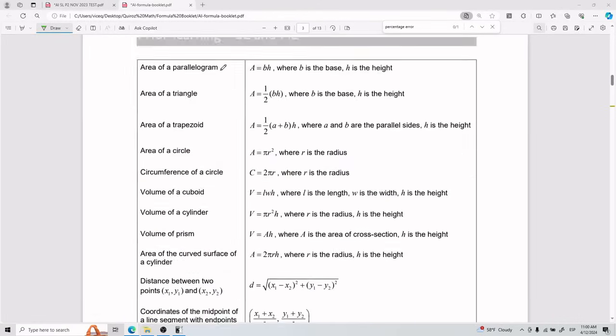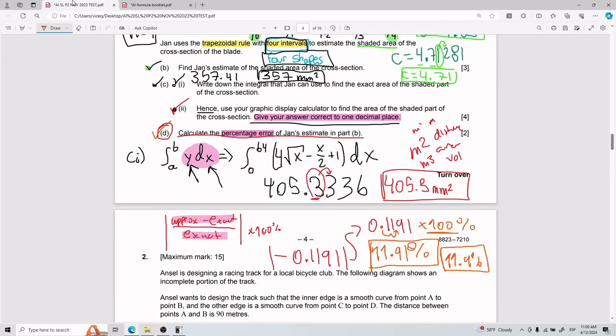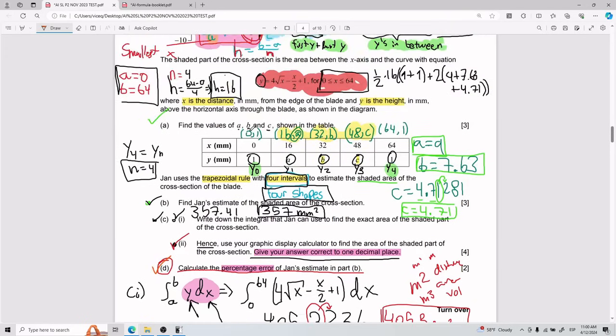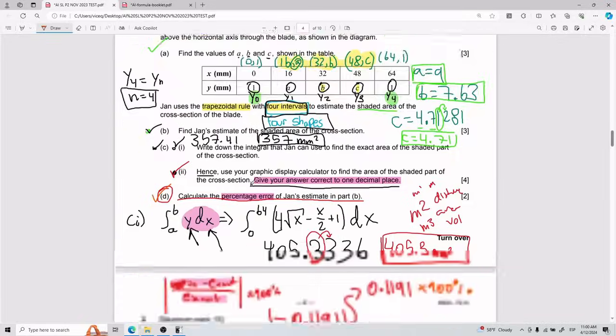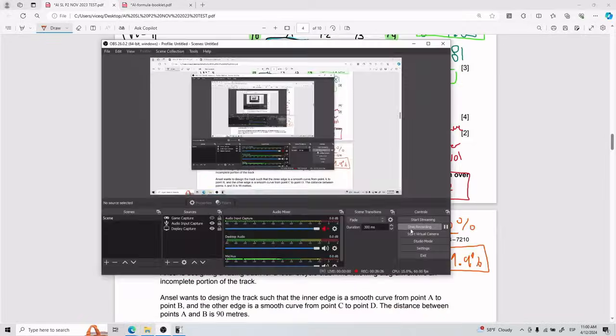So I hope that anyone that watched this feels a little bit better about percentage error and trapezoidal rule. Remember very well how the formula works. If you're familiar with the formula booklet, you will be just fine. And that is for number 1.